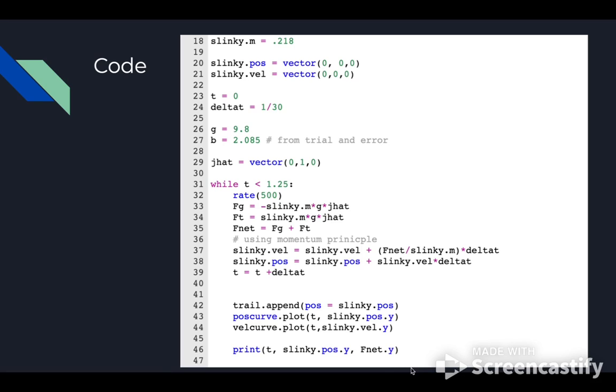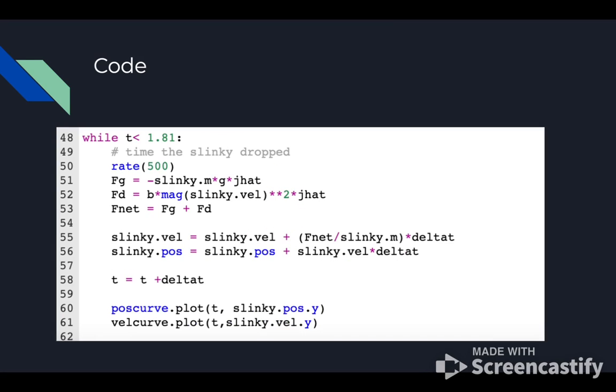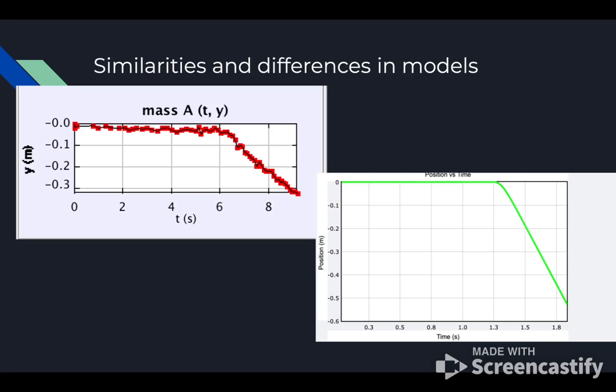Down here we have what created our plots for our predicted model. Then we also have, while the time is less than 1.81, which is the time the slinky dropped, we still have the force of gravity, and the force of drag we add in because as it's falling, of course, the drag force is acting on it. And the net force is the force of gravity plus the force of drag. We also put in the velocity and position updates again, and then set up the graphs and change the time. So here are two different models.